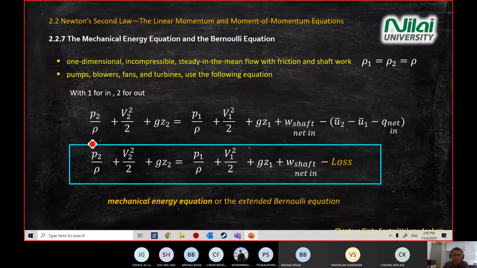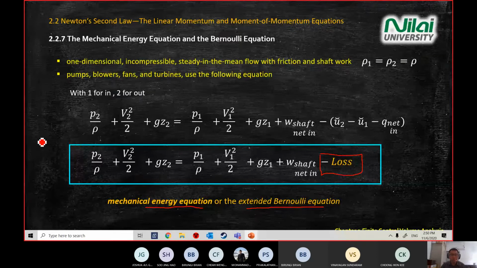Yep. And this equation in this slide later on will be known as the mechanical energy equation or extended Bernoulli equation, because this term we look at, we compare with the Bernoulli equation. So just take some note on this: when a question asks you to solve a certain problem with the extended Bernoulli equation or with the mechanical energy equation, then you know that this is the equation you're being instructed to use.